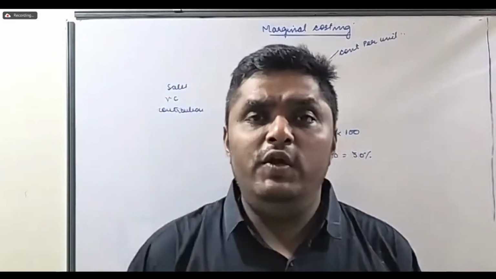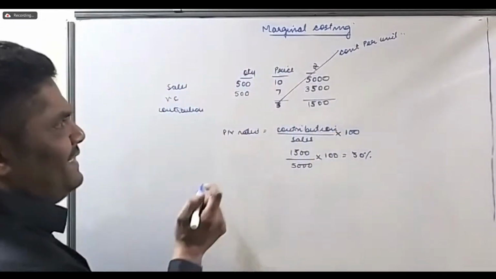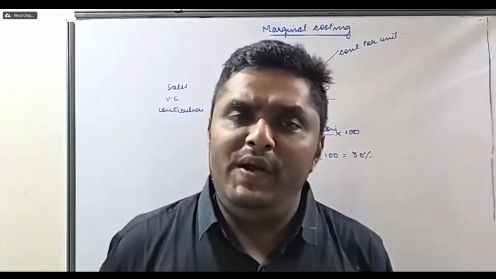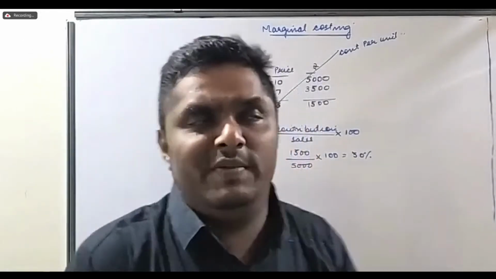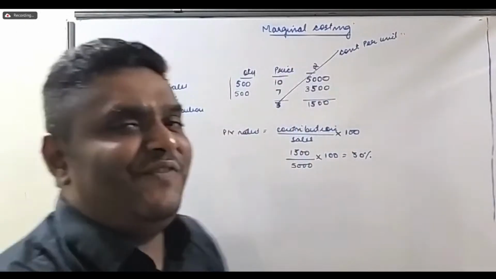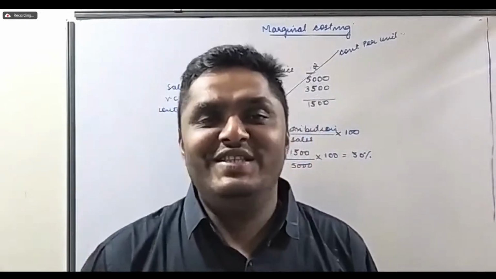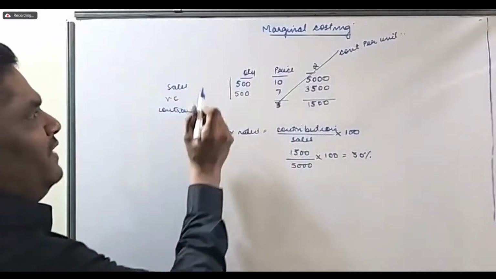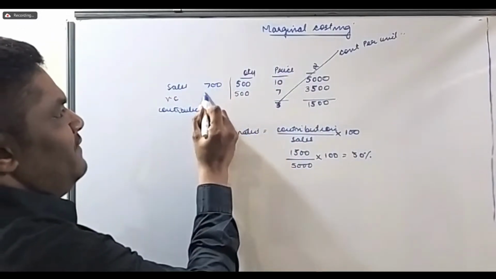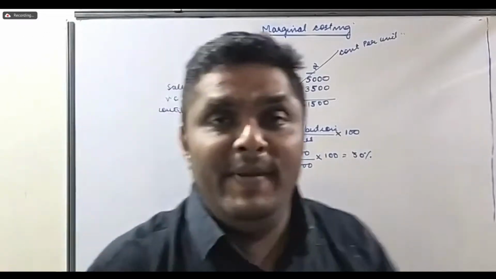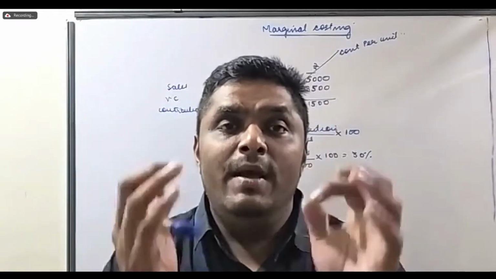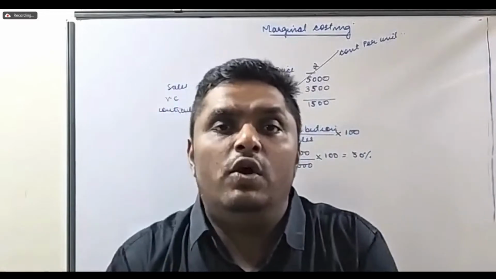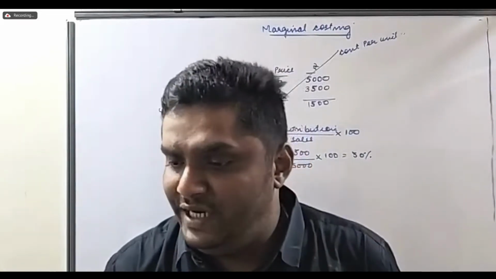Now my question for you guys, don't do the calculation, a simple question, just answer as quick as possible. So we can say it's the fastest finger first. Let's say instead of 500 units, I'm manufacturing and selling 700 units. My question is, is the PV ratio going to change or will it remain constant? Quick guys, waiting for your answers.